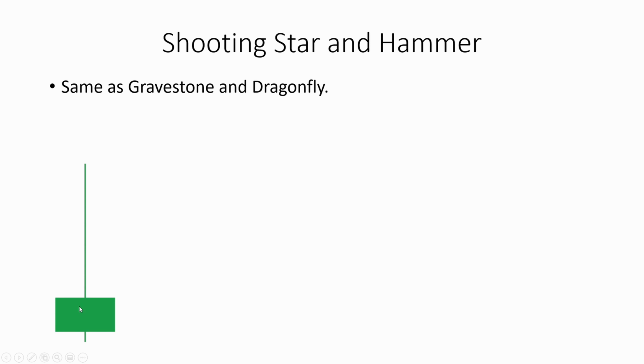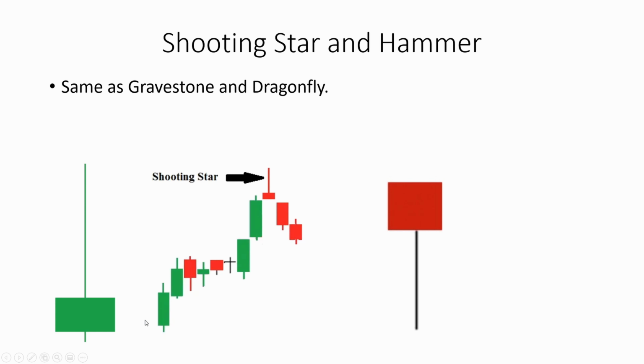The ones that I like the most are these two, shooting star and hammer. Same as the gravestone and dragonfly, so the same concept. So I'm going to show you that. So we have the shooting star and we have the hammer. Like I said, guys, color doesn't mean anything. A candlestick alone doesn't mean anything. You need to check the pattern, level 2, and a couple of indicators.